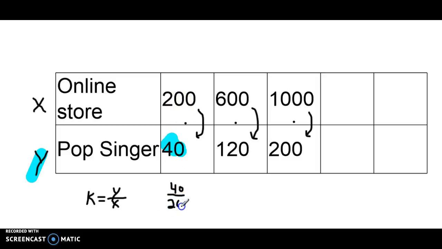Well, if I do 40 divided by 200, I'm not going to get 5. I'm going to get 1/5, or as your calculator will tell you, 0.2. All right, so I'm going to multiply by 0.2, multiply by 0.2. So my constant of proportionality is either 1/5 or 0.2.